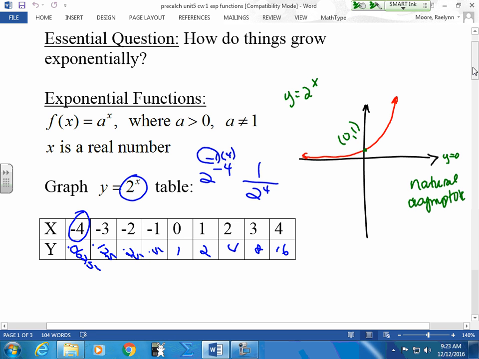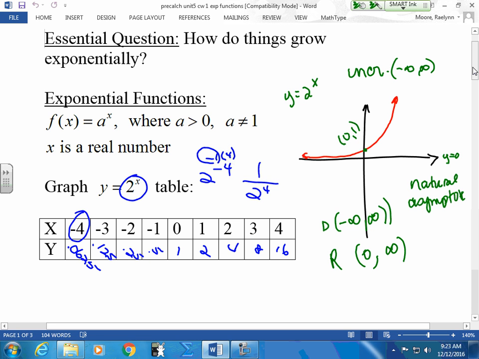Is this function increasing or decreasing? Increasing. What's the domain of this function? All real numbers. Only real numbers, no imaginary. What's my range? Zero. Can I use zero? No. So a soft bracket from 0 to infinity. Okay? And therefore this is increasing from negative infinity to positive infinity.